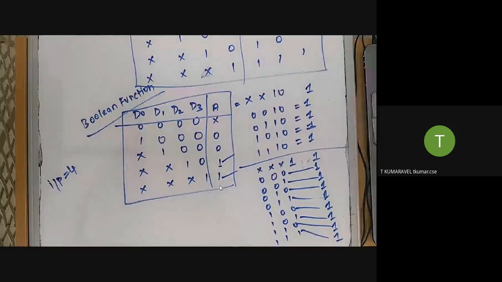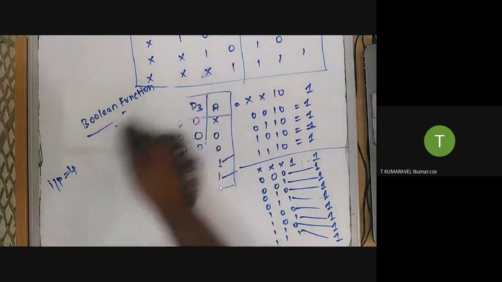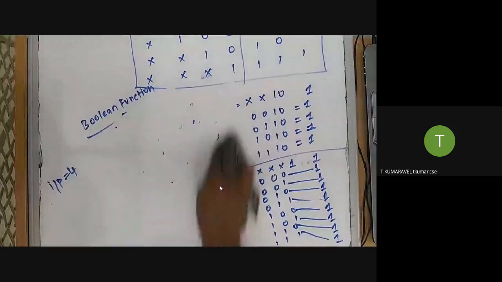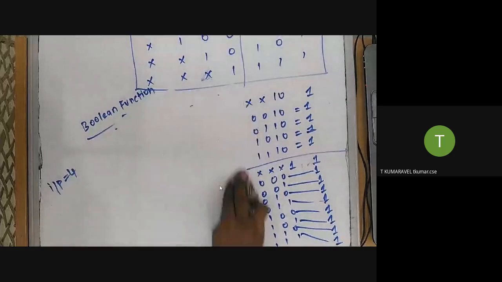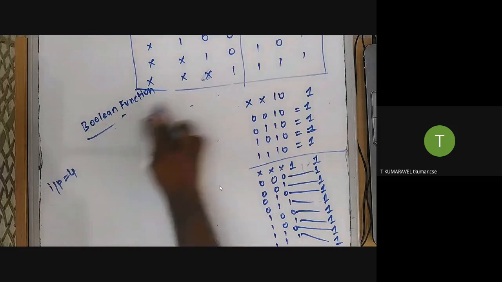Another way is to form the K-map and, based on that, minimize. You can choose either one. I go for K-map minimization. Here the input is 4 bits.